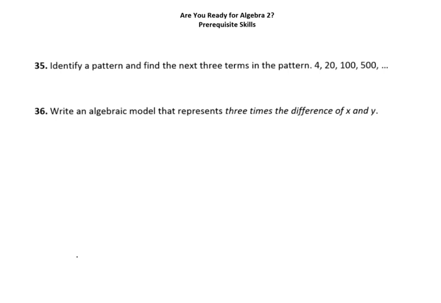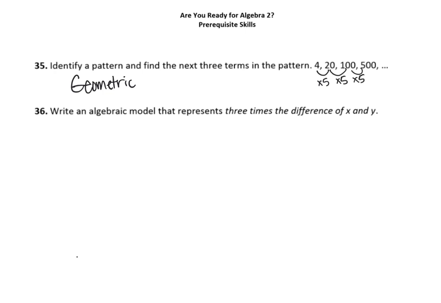35, we are asked to identify the pattern and give the next 3 terms in this pattern. We have 4, 20, 100, 500. Notice that we are not continuing this pattern by adding or subtracting. So the type of pattern that this would be is going to be geometric because we are multiplying to further this pattern. So what are we multiplying by each time? To get from 4 to 20, we are multiplying by 5. 20 to 100, we're multiplying by 5. 100 to 500 times 5.